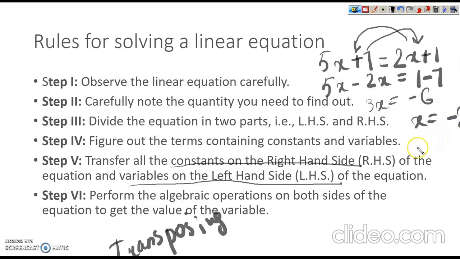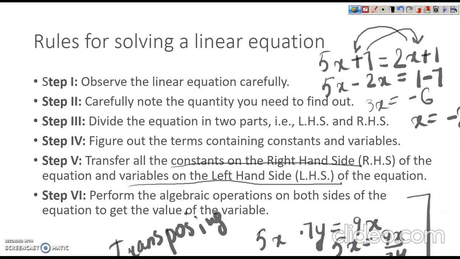Now, one more example. 5x times 7y is 9x. So how will you find it? You will do 5x equals 9x over 7y. You can write this as this also. Or if you want to find x, you can move 9x here and 7y.